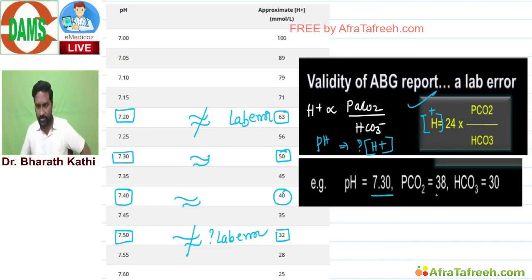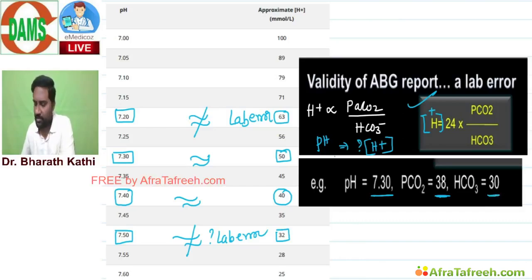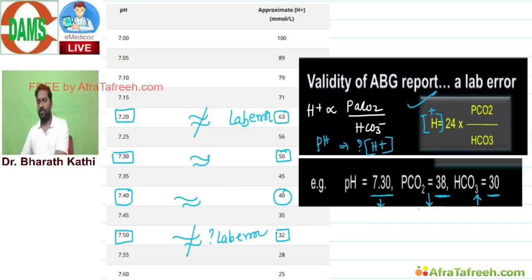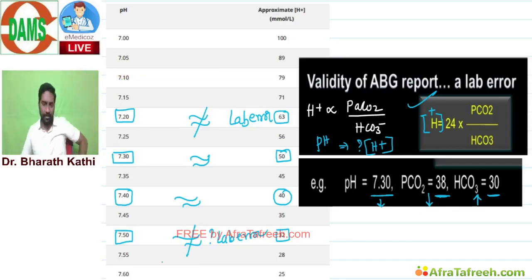pH 7.30, PCO2 38, and bicarbonate 30. Now let us see whether this is correlating or not. If you see the parameters itself, pH is reduced, CO2 is reduced, bicarbonate is increased. So something is not proper here. Generally, if it is a simple acid base disorder, primary change and compensation should be moving together. CO2 and bicarbonate should be moving together. Here itself we can say that there is some problem with the ABG, but let us confirm.